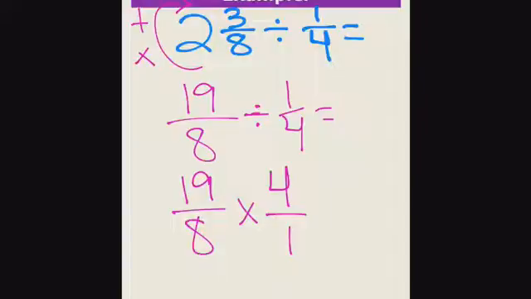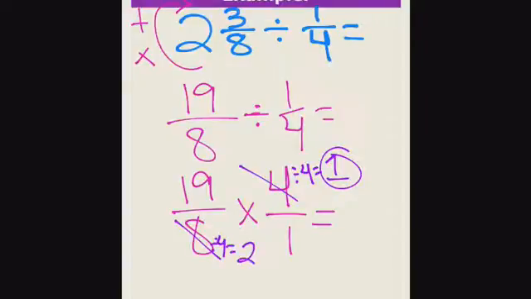Look for any common factors you can cancel. I actually see one this time, and hopefully you see it too. 8 and 4 have a common factor of both 2 and 4. We're going to divide by the larger factor, which is 4. 4 divided by 4 equals 1, so that's our new number there. 8 divided by 4 equals 2.